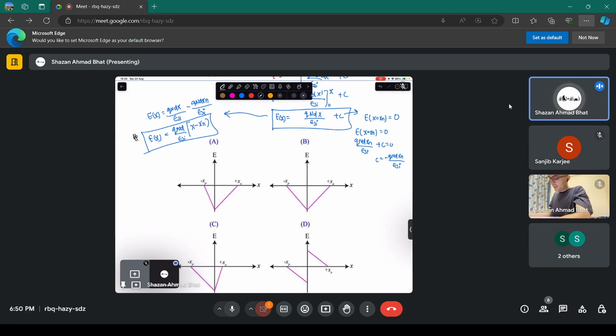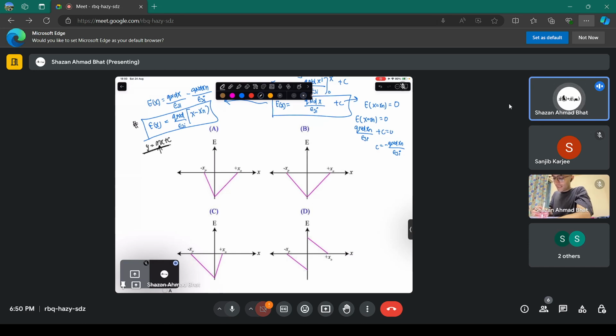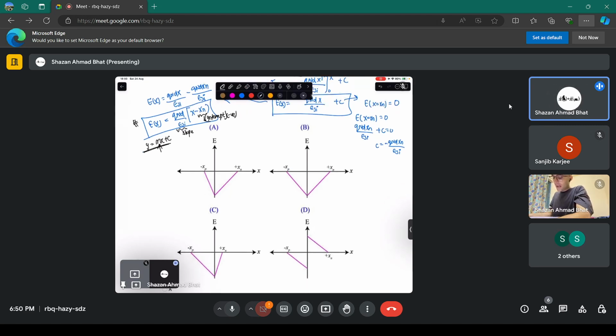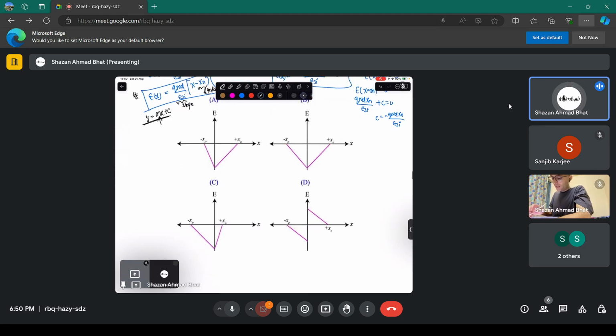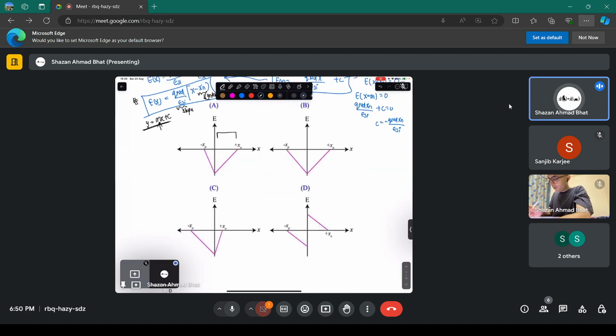Now you just have to plot it, just a y equals mx plus c type relation, where the slope is given by q times nd over epsilon silicon, and this is the intercept. This is the slope, and note that the intercept is negative. So it's a straight line with a negative intercept and a positive slope on the region from 0 to xn. So let's see from this region in all of these cases.